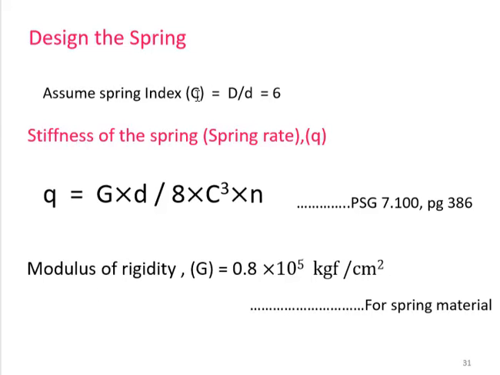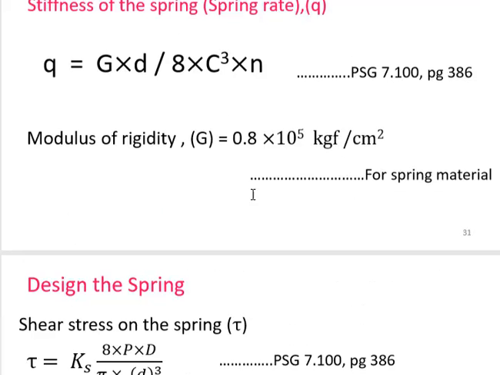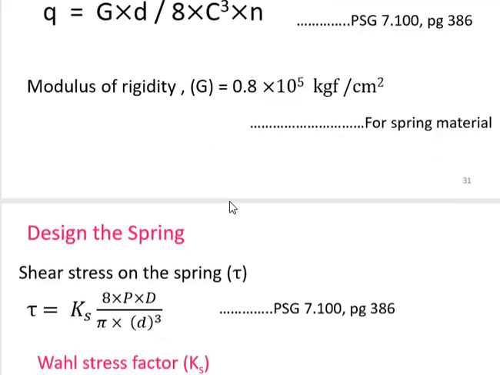Now, after finding out the stiffness of the spring, we will assume the spring index. The spring index, capital C, is given by capital D by small d. Here capital D is the mean coil diameter, whereas small d is the coil diameter. There is one more alternate formula for spring rate, which is q is equal to G d divided by 8 C cube into N, where for the given material the modulus of rigidity is 0.8 into 10 raised to 5 kgf per centimeter square. So we'll try to find out the parameters that are unknown to us.